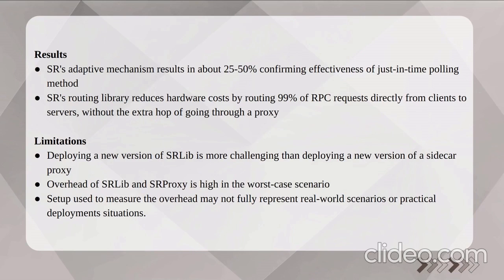But there are certain limitations to the service router. Deploying the service router for a new deployment can be very challenging, and the overhead of the service router and service proxy for tail latency can be large, because they only optimize the communication latency and do not focus on the tail latency. Also, the current evaluation methods used by the authors may not fully represent real-world scenarios.